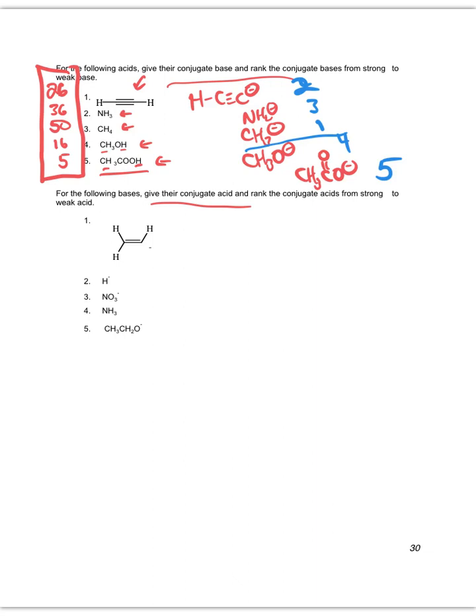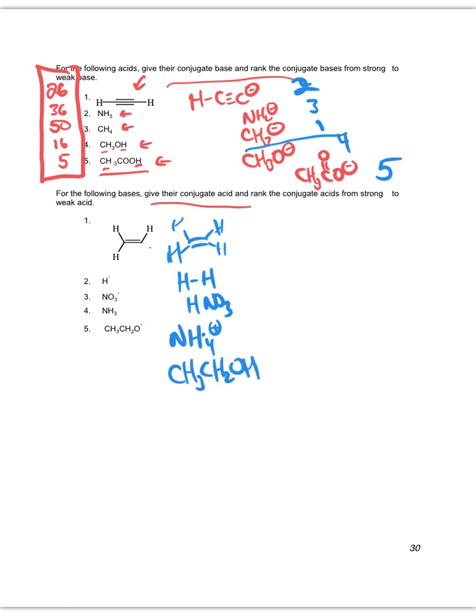So now we go to the bottom one, give the conjugate acid. All we have to do is put a hydrogen on our base. So it's the ethylene, H2, HNO3, NH4 plus, and CH3CH2OH. So all we do is put a hydrogen on the thing that has a negative charge.